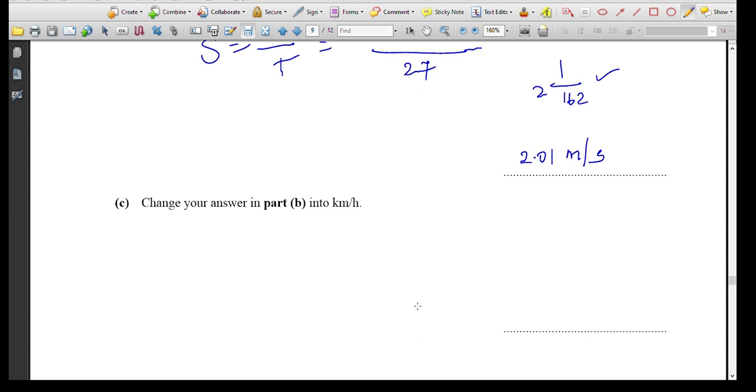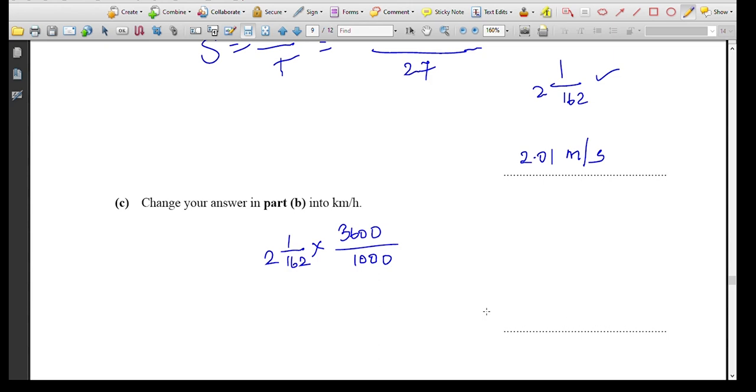So the answer what we have got here should be multiplied by, so first we have to convert that meter to kilometer. So the answer what we have got, we can use that exact value, that's better, that we have to multiply. So for seconds to hour, we have to multiply by 3600 and divided by 1000. Why this? Because we are converting the meter to kilometer, we have to divide it, and from seconds to hour we have to multiply it.